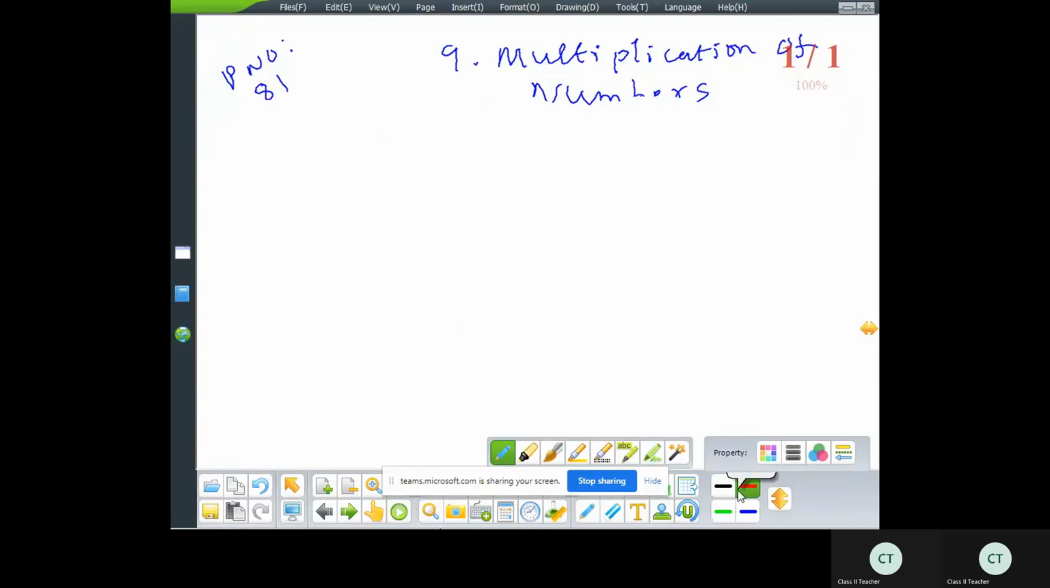Okay, children, question 6. Multiply the number in the first column by those in the top row. Write the product in the blank boxes. Dear children, here again we have to do multiplication with rows and column. Multiply the numbers in the first column by those in the top row. Write the product in the blank box.